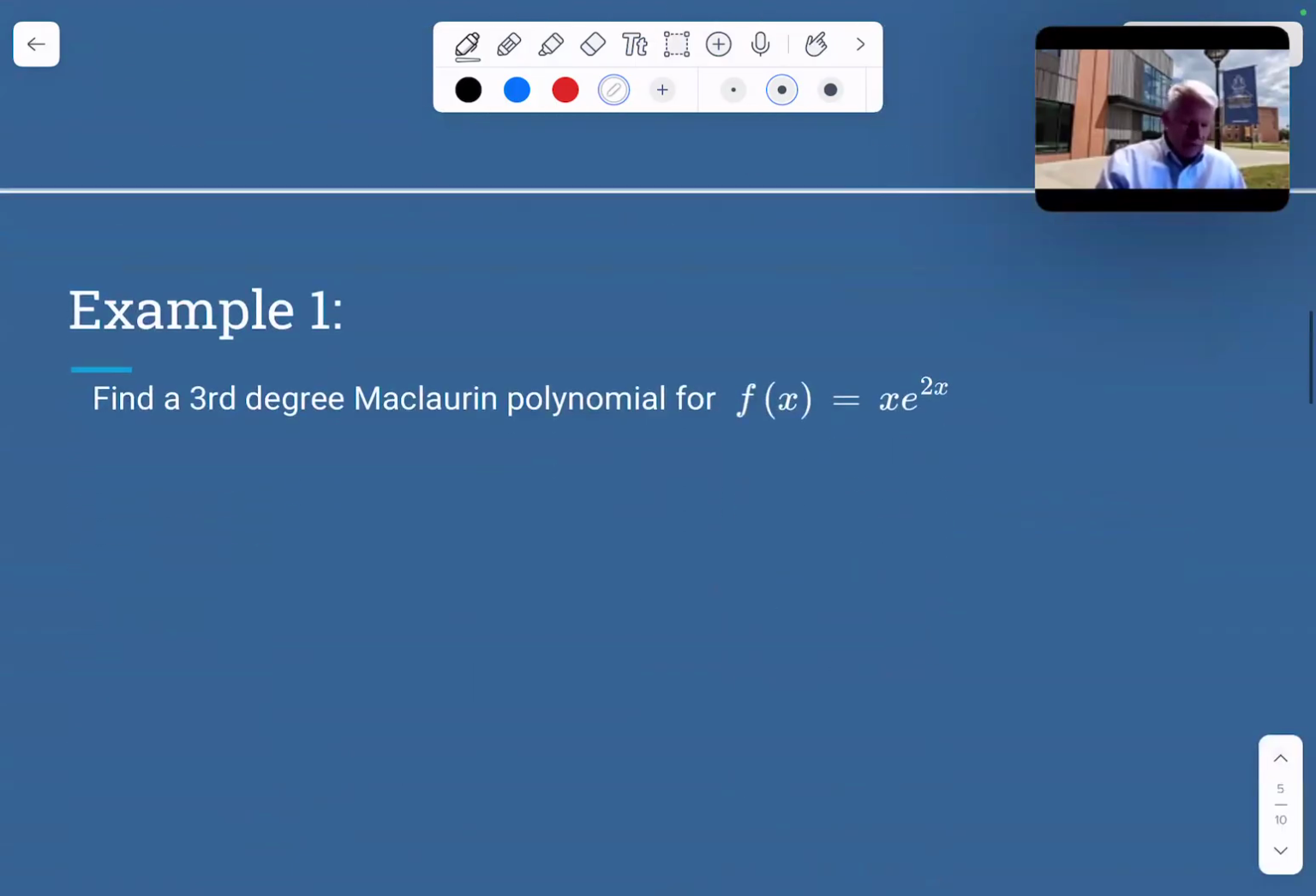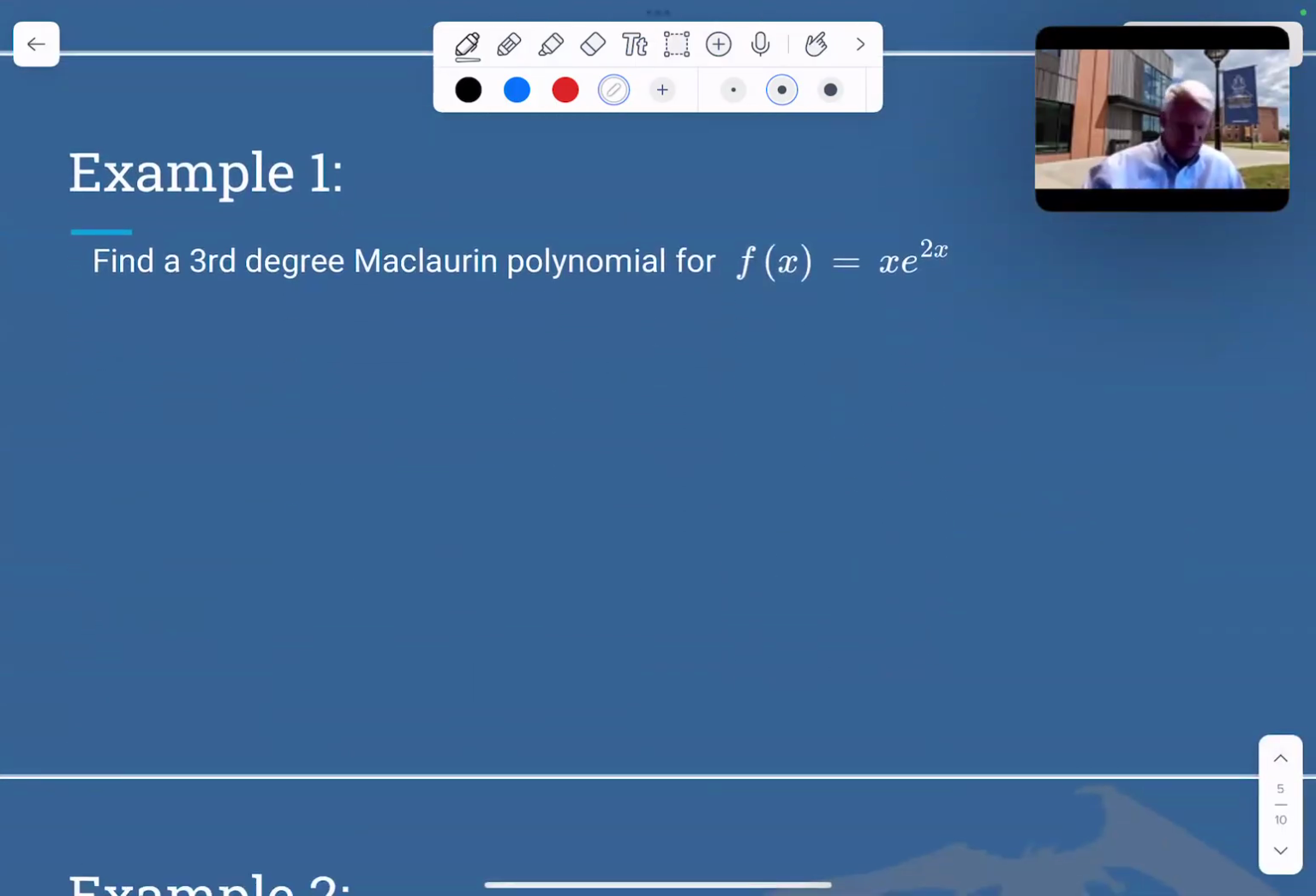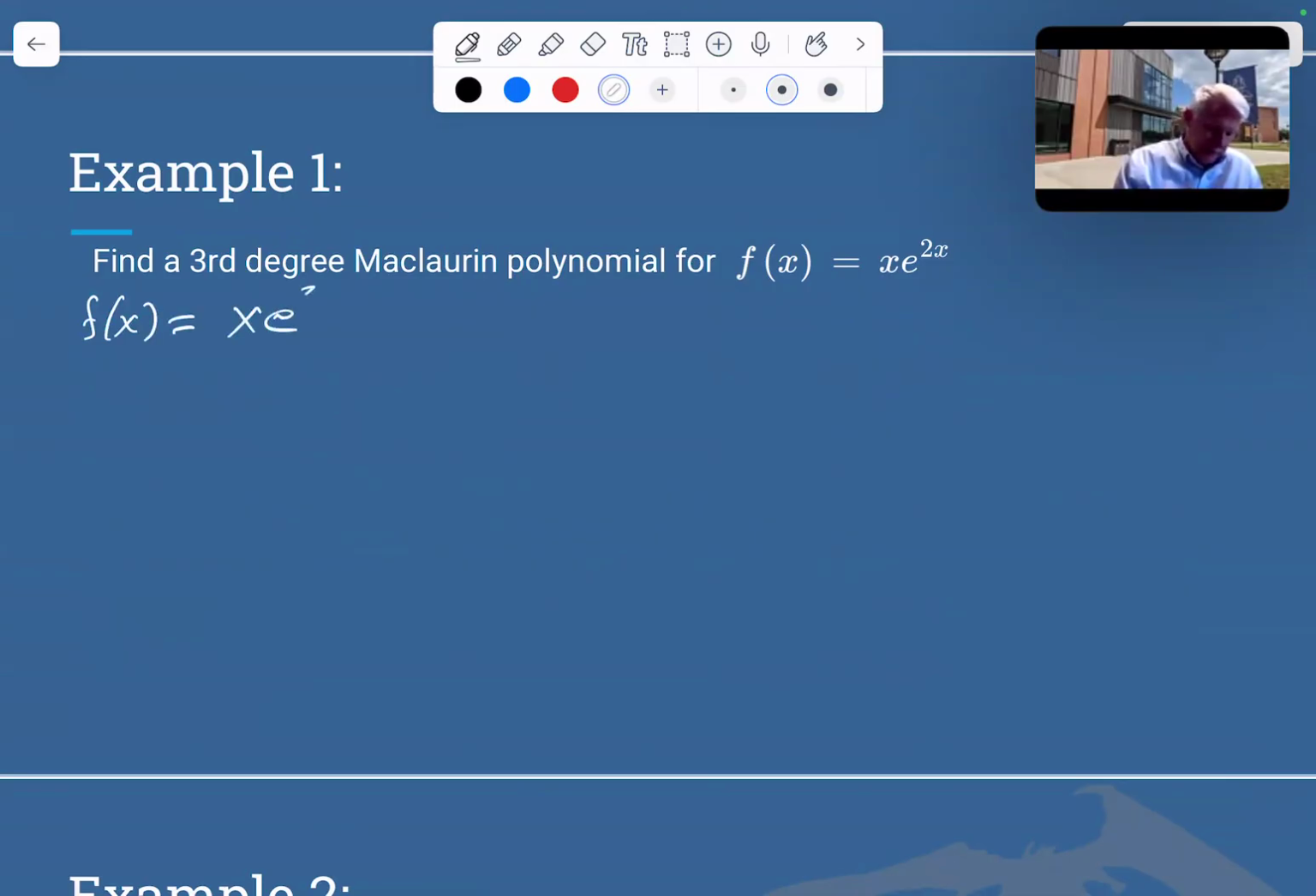But let's go on and do an example. Let's say we have this ugly function, f of x is equal to x e to the 2x, and we're trying to figure out its Maclaurin polynomial, to the third degree. So I take f of x equals x e to the 2x, and then I have to take a derivative. This is a product rule, so I would have e to the 2x plus 2x e to the 2x.